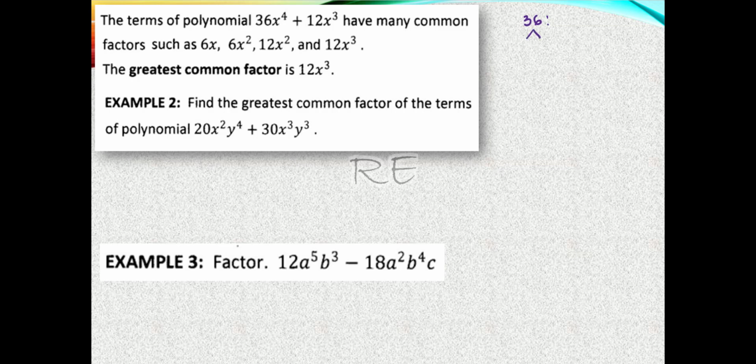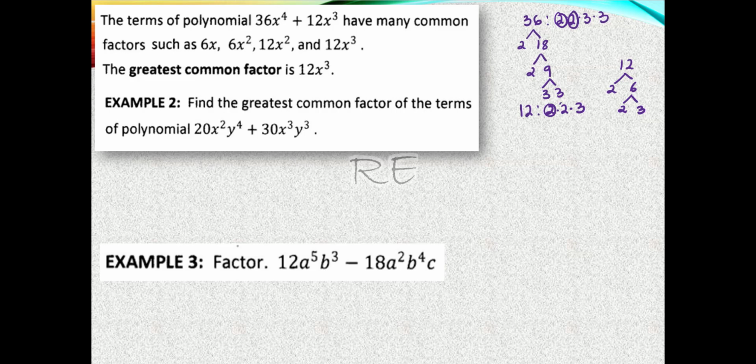For example, 36 is 2 times 3 times 3, and 12 is 4 times 3, which is 2 times 2 times 3. So the greatest common factor between 12 and 36 is just 12, which is 2 times 2 times 3.